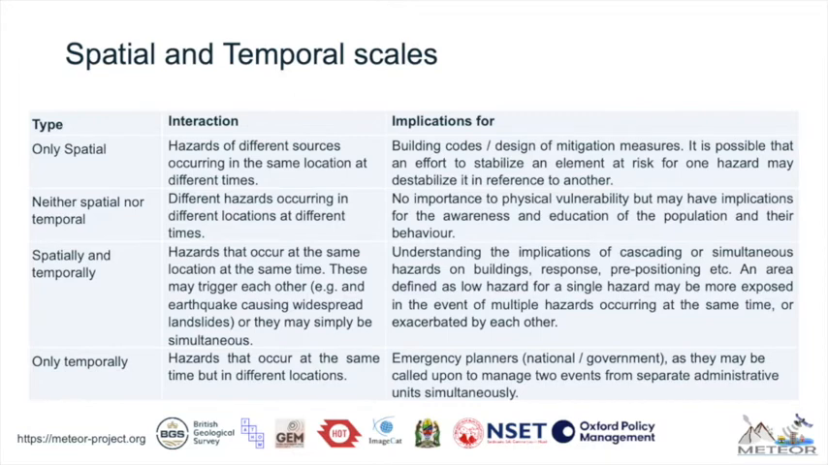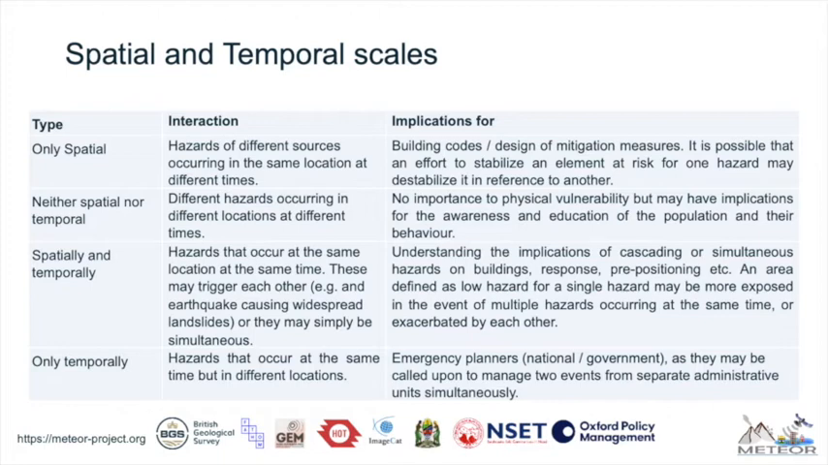Finally, if hazards are only related temporally to each other, then we can assume that they are occurring at the same time but in different locations. This will have implications for emergency planners who may want to consider preparing for scenarios where they are called upon to manage two events from separate administrative units simultaneously, splitting resources and personnel.